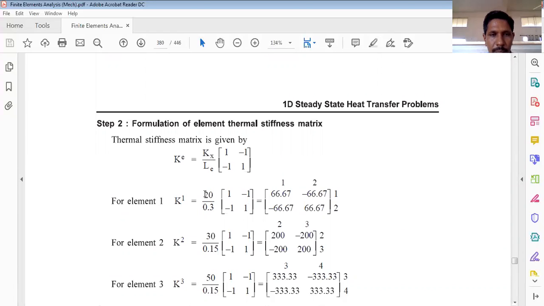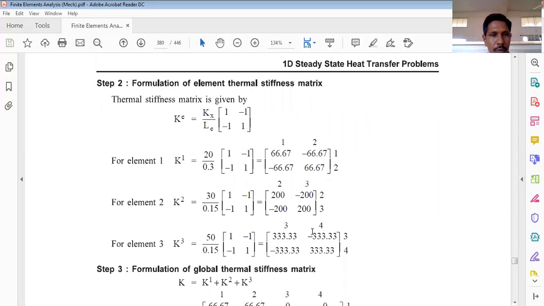So K1 is 20 divided by the length of the first element, 0.3, in the matrix of 1 -1 -1 1. Simplifying this, it comes out to be 66.67, -66.67, -66.67 and +66.67. As element 1 is connected between node 1 and 2, it is written over here in rows and columns 1 and 2, that is between node 1 and node 2.